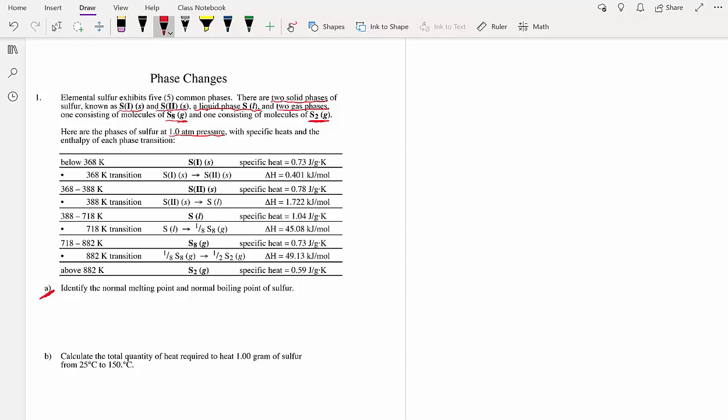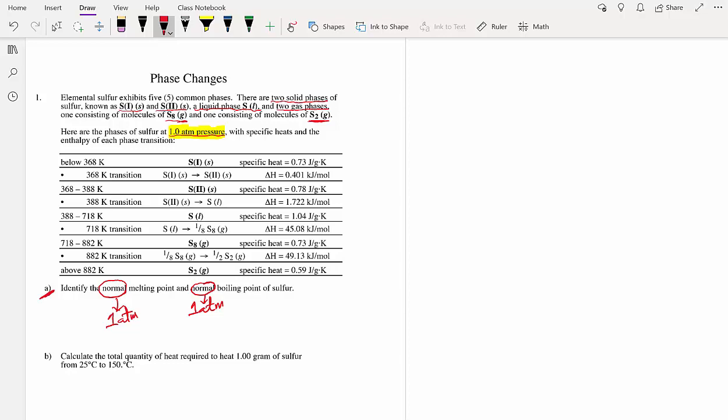The very first thing to note here is the word normal. The normal melting point and the normal boiling point will occur at 1 atmospheric pressure. So 1 atmosphere, that is the normal. And luckily for us, the data here was collected at 1 atmospheric pressure. Now, let us solve the problem.